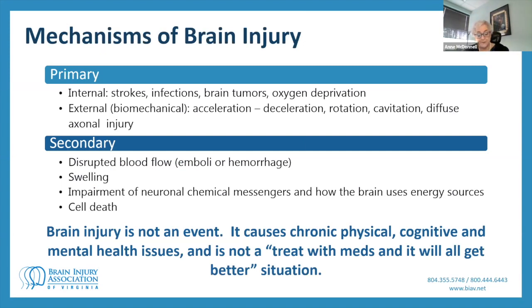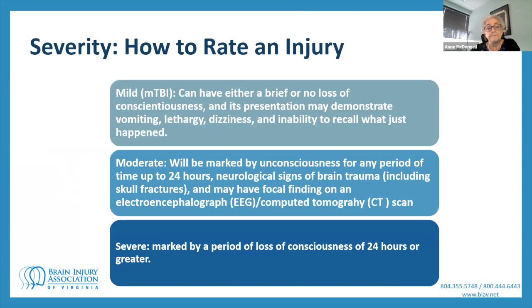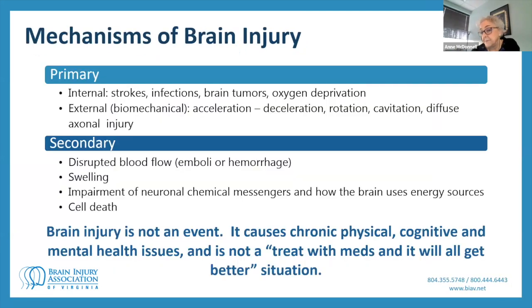So I want to talk for just a minute about a little bit more distinction between primary and secondary injury and internal and external injury. So when you have an internal injury, it can be because of a stroke or a brain tumor, which may affect a certain portion of the brain. You could have a brain injury as a result of something like a tumor or oxygen deprivation.